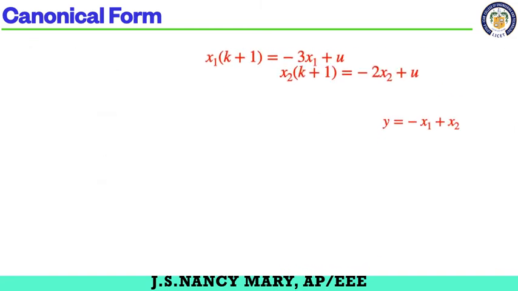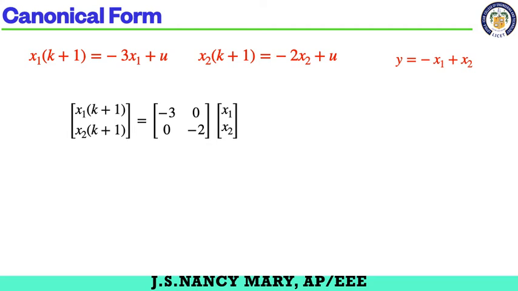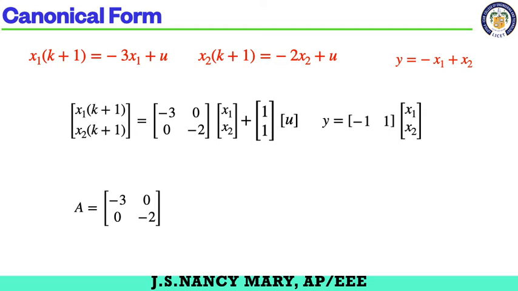And then after finding the equation, you have to write it in matrix form. So x1 of k plus 1, x2 of k plus 1 is equal to minus 3, 0, 0, minus 2, times x1, x2 plus 1, 1 into u, and y is equal to minus 1, 1 into x1, x2. So A is equal to minus 3, 0, 0, minus 2, B is equal to 1, 1, and C is equal to minus 1, 1.